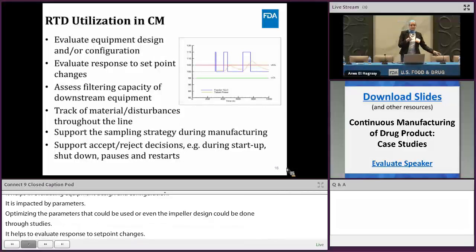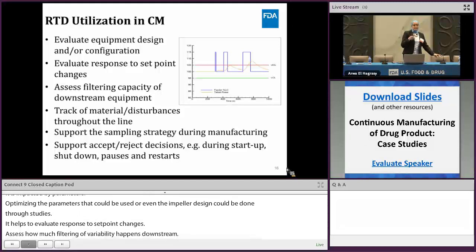And if you look at the graph there, you can see that the set point changes are represented by the blue line. And with each increase in the concentration, the orange trace shows that the extent of variation over time downstream of that is not the same extent, because of the filtering capacity of downstream equipment.